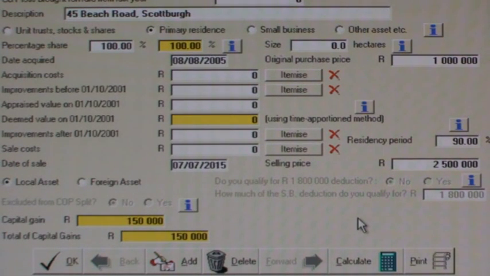With our selling price back to 2.5 million, let's recap. We can see we had residents for 90% of the time and we had non-residents for 10% of the time. If 90% of the profit was less than the 2 million rand primary residence exclusion, and we can see that 90% of 1.5 million is less than 2 million, then we ignore the primary residence exclusion and our gain is the 10% non-residency period of the profit, which is 150,000 rand in this case.